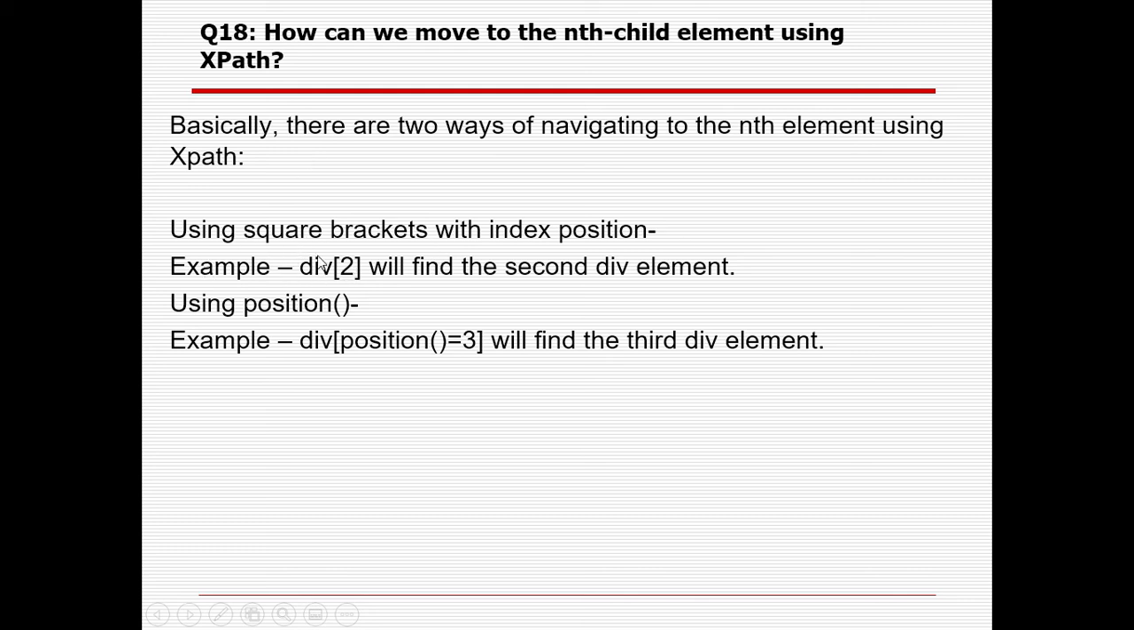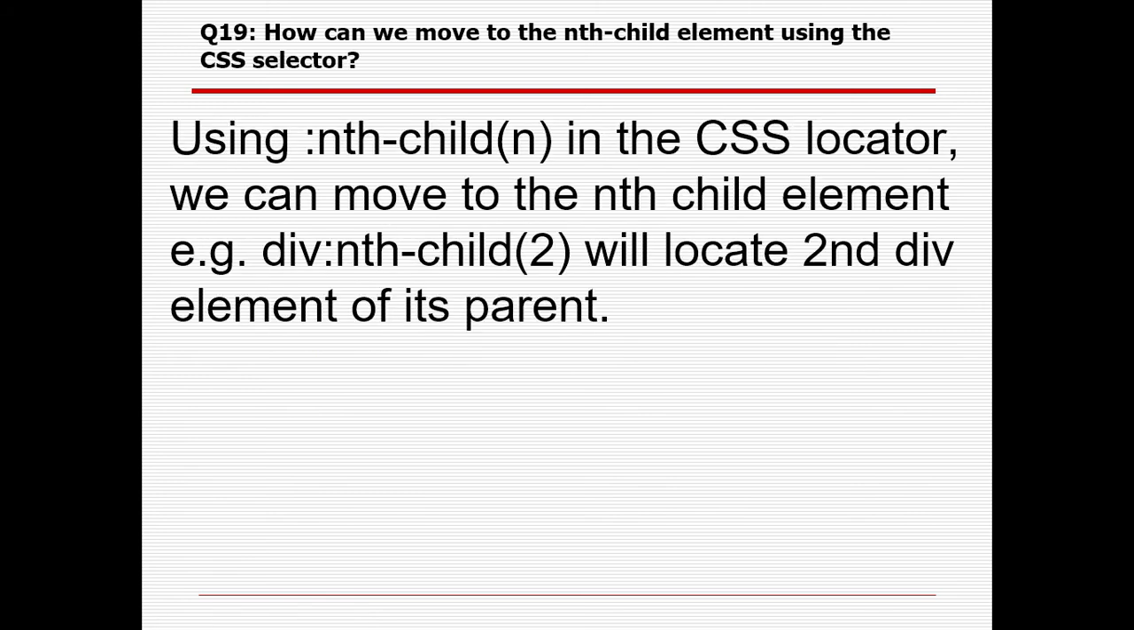Suppose we give the tag as div, then square brackets. Suppose the index is 1, 2, 3, 4, so we give it 2. We will find the second div element. Or using the position, right? So div[position()=3], we will find the third div element. So that's how you can find the nth element using XPath.